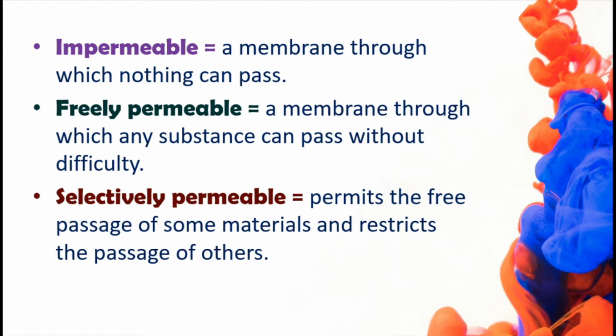The second one is what we call freely permeable. What does freely permeable mean? It is a membrane through which any substances can pass without difficulty. One of the factors that lets them pass without difficulty is their size. The smaller molecules can freely pass inside and outside of the cell by means of your cell membrane. That is what we call freely permeable.